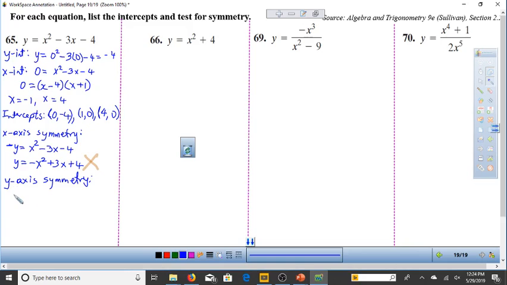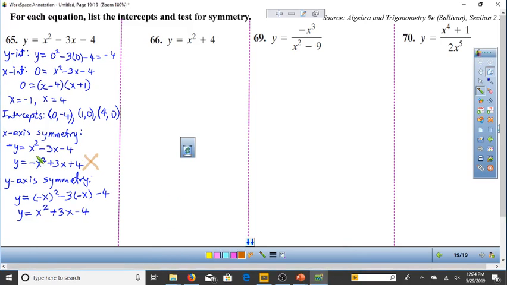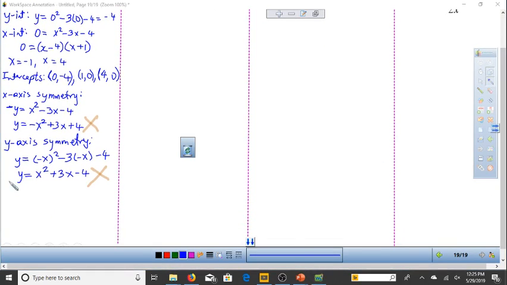So we have y is equal to, replace all the x's with negative x and see what we get. If we get the same as the original, then we have ourselves a y-axis symmetry. If we don't get the same as the original, then it does not have y-axis symmetry. And as you can see here, the original is y equal x squared minus 3x minus 4. We have y equal x squared plus 3x minus 4, not the same as the original. So there we do not have y-axis symmetry. Now let's try for origin symmetry.